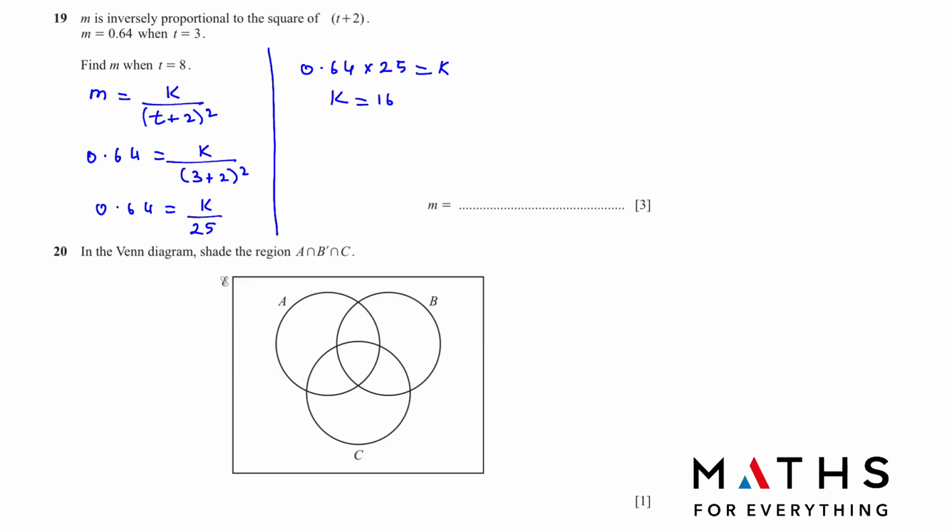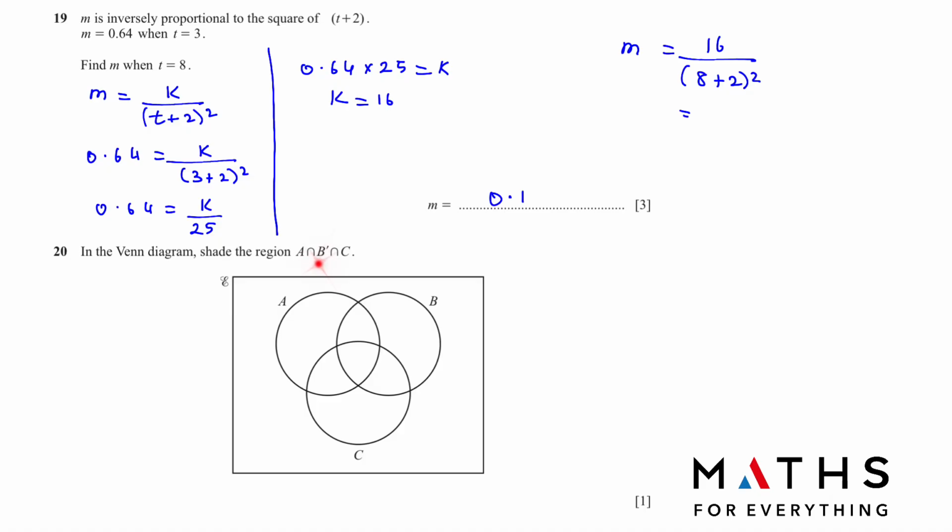Now you want to find the value of m when t is 8. We already have an equation and we needed to find k, the constant of proportionality, which we did, which is 16. T is 8, so (8 plus 2) squared. Put this in the calculator and you will get 0.16. So m is 0.16.